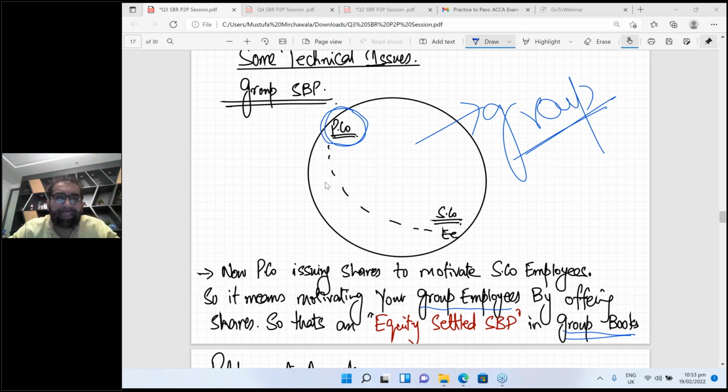In the group books, this transaction will be an equity settled share based payment. Yes, I got your question. This is my next topic. Don't worry.